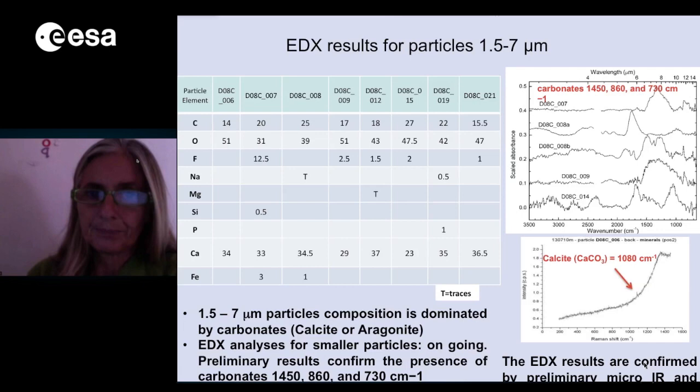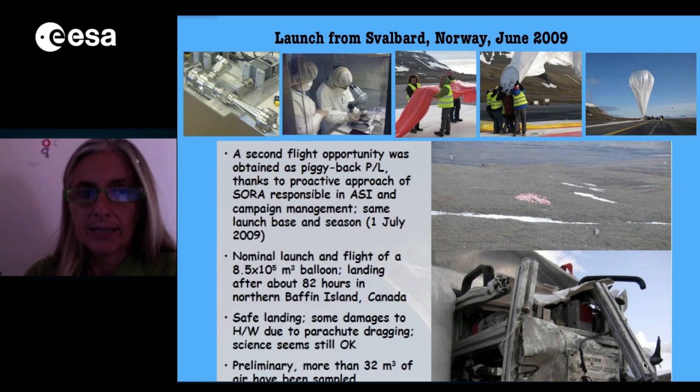Okay, let's go to the 2009 flight results. In this case, we were not so lucky. Here I'm showing you the collection chamber that is, of course, assembled inside a clean room. And then here is the launch of a very, very big balloon. In fact, in this case, Duster was not a standalone flight, but was mounted together with a very big payload of some tons. And unfortunately, you see here the whole payload, and that was just on the top of this big payload.